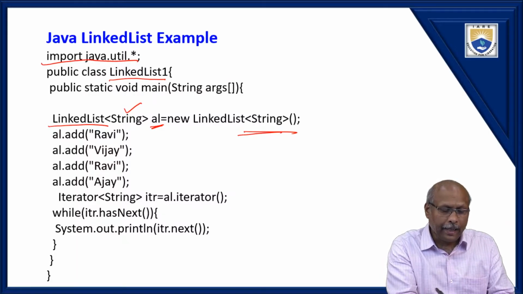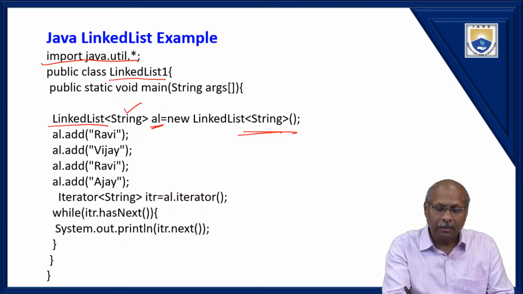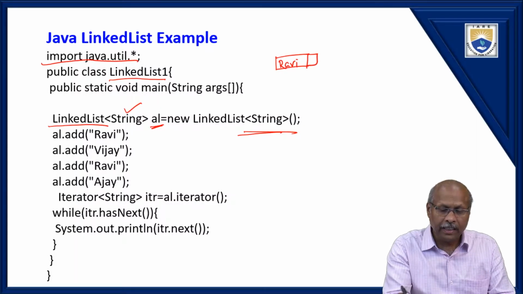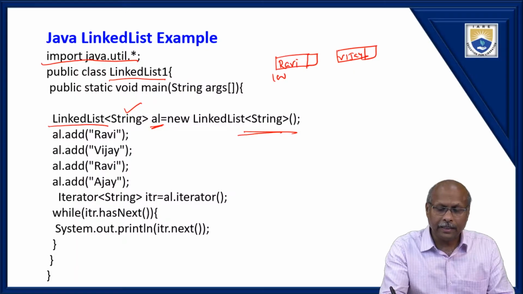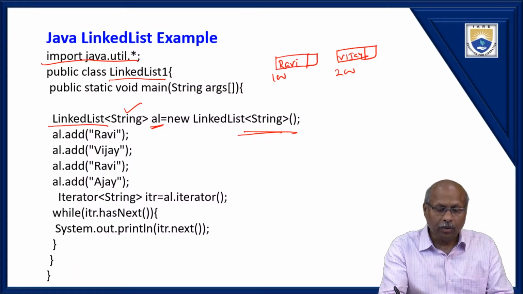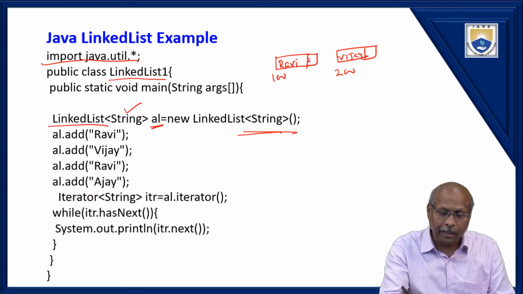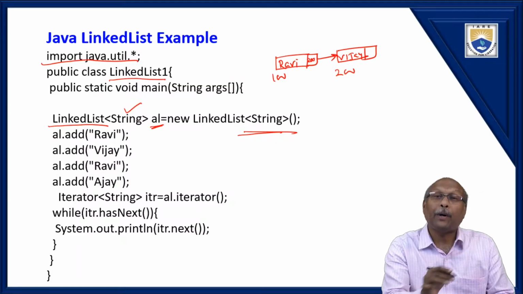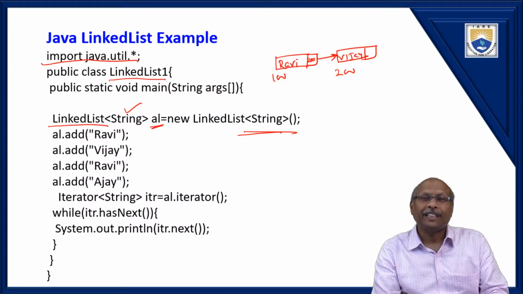Here I can add particular items. For example, the first item is Ravi. Next, Vijay. That means internally it creates one node, Vijay. For every node there is an address. For example, this address is 100, and this is 200. Now this 200 will be there automatically when you are adding. It follows the insertion order.